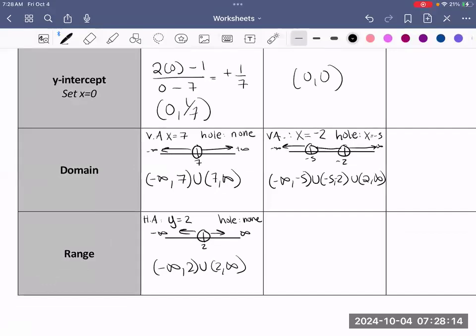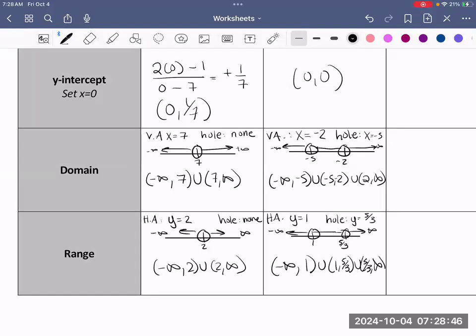When it comes to your range, we need your horizontal asymptote, of which we have y is equal to 1. And your hole, we need the y value, which is 5 over 3. So again, putting this into a generic form, open, open, negative infinity, positive infinity. So we go from negative infinity to 1, union, 1 to 5 over 3, union, 5 over 3 to infinity.